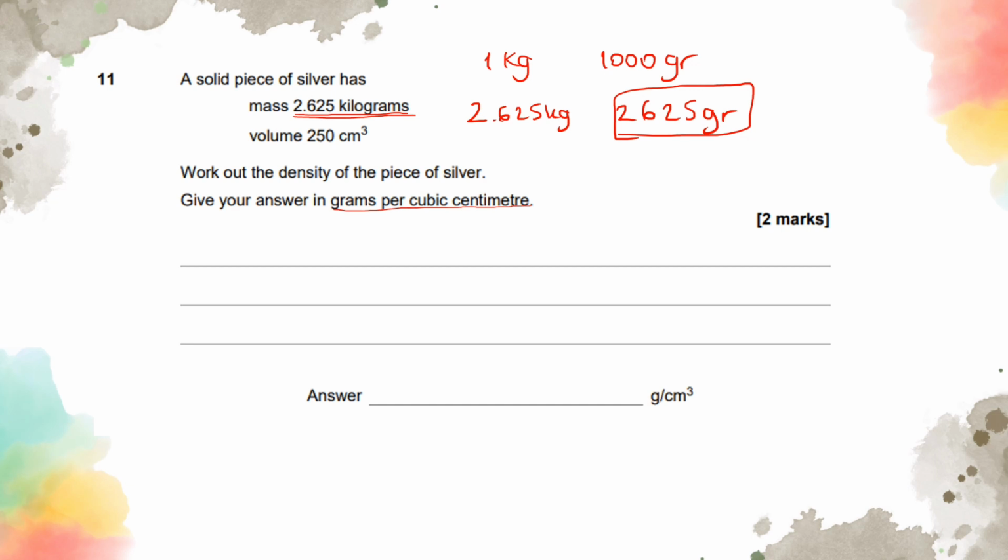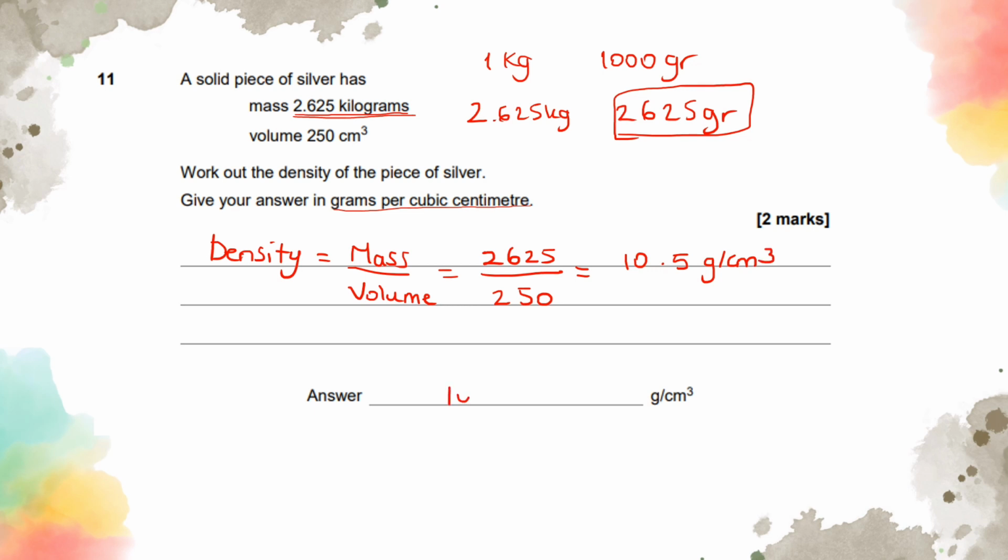Okay, density, this is something that you guys need to remember from your science lessons as well, is equal to mass over volume. So your mass is going to be 2625 divided by volume, we have 250. Typing this into my calculator is going to give me 10.5 grams per centimeters cubed. 10.5. And I don't need to write down the units because it's given to me there. Okay? And this is how you get full marks from this question.